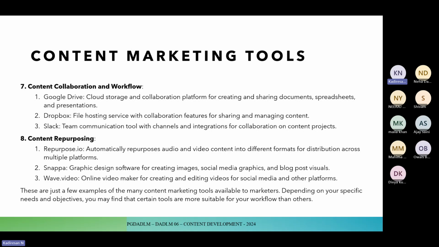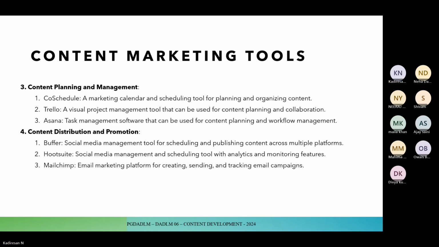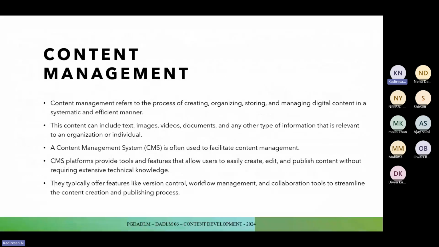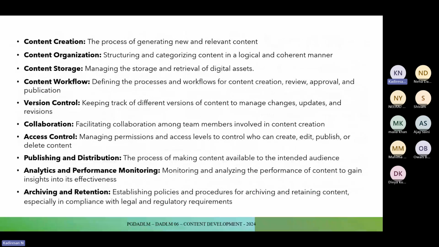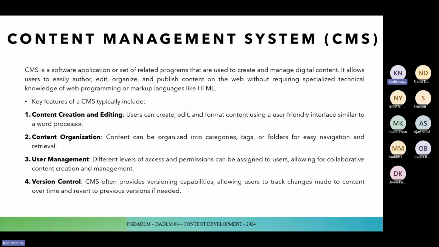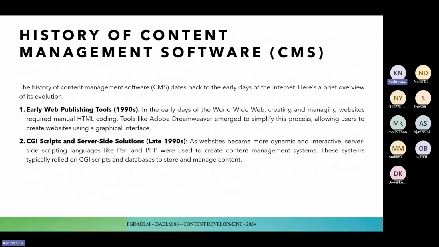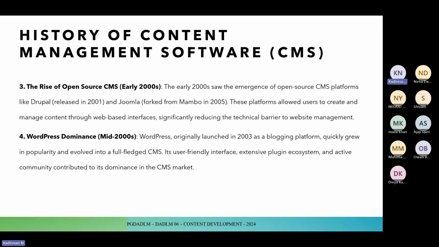So these are the things we have discussed today. Here is a summary of today's class. We have seen the introduction to content management, the steps in content management, and the content management system, its different steps and features. We have also seen the history of content management software. It started in the 1990s using HTML coding, and PHP and Perl coding in the 1990s. In 2000, Drupal and Joomla were introduced. And from the mid-2000s, WordPress dominance existed.